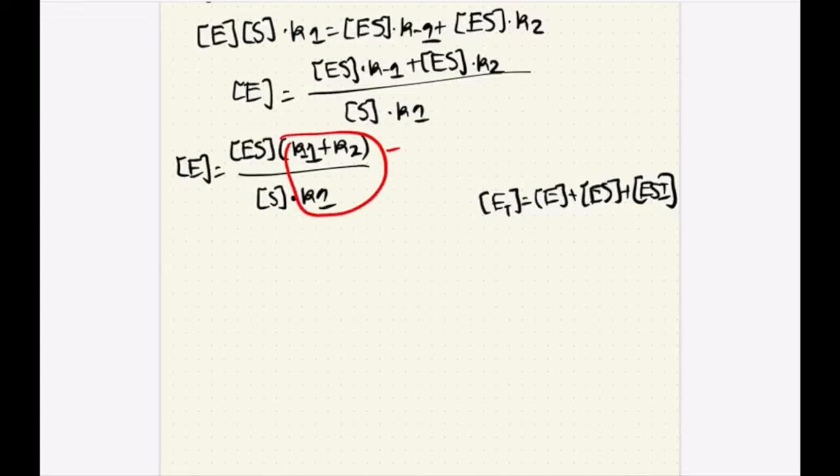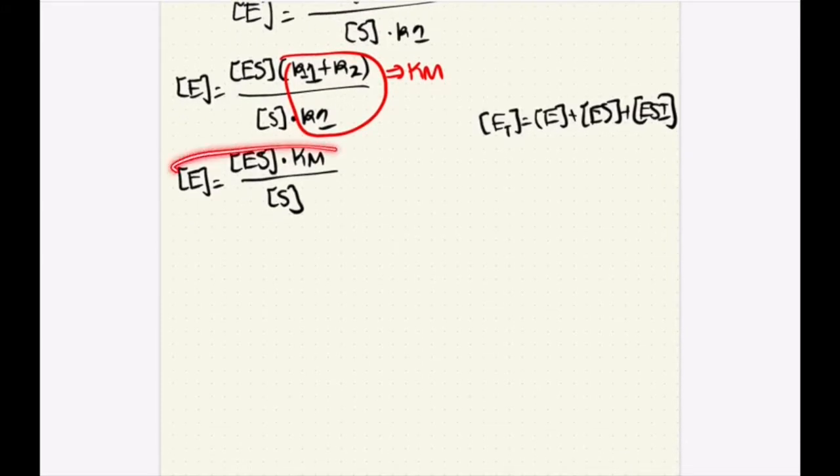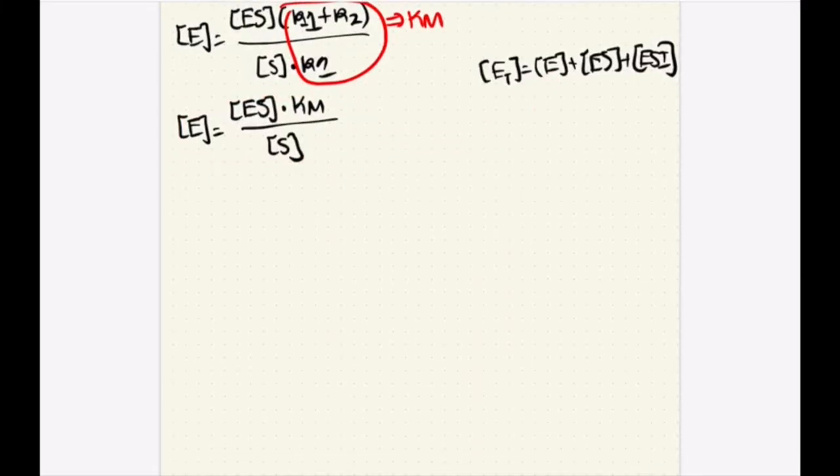So this is going to be equal to the Michaelis constant. Now the enzyme concentration is going to be equal to the enzyme substrate complex concentration times the Michaelis constant over the substrate concentration. What we're going to do is plug this into the enzyme concentration here. So our equation is the total enzyme concentration is equal to the enzyme substrate complex times the Michaelis constant over the substrate concentration, plus the enzyme substrate complex concentration, plus the enzyme substrate inhibitor complex concentration.